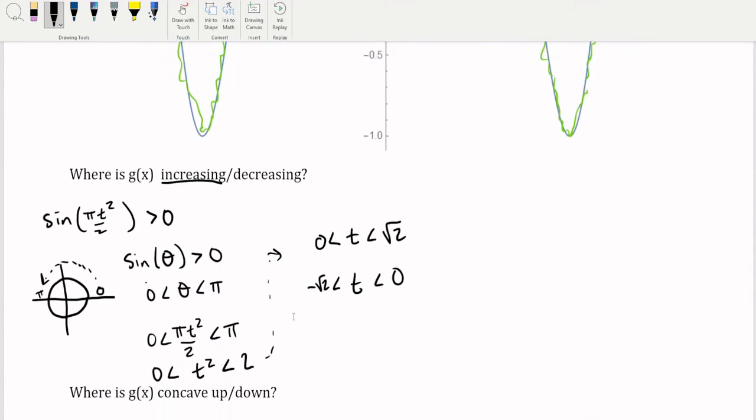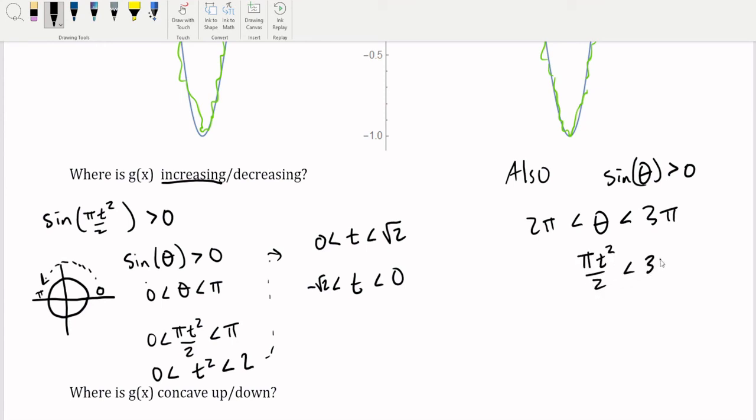Now, what actually happens when we go back around the circle? Because I want to do this one more time, just to show you what this looks like, and then we're going to do it in Mathematica so you can get a feeling for what it looks like to do it there. But this is also true between 2 pi and 3 pi. So also, sine theta is greater than 0 when theta is in between 2 pi and 3 pi, but remember, we have pi t squared over 2.